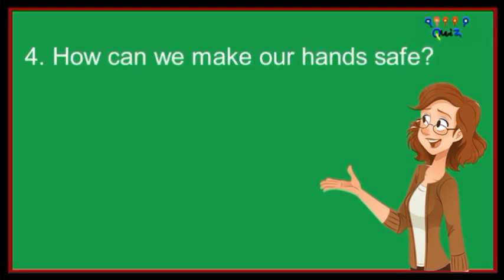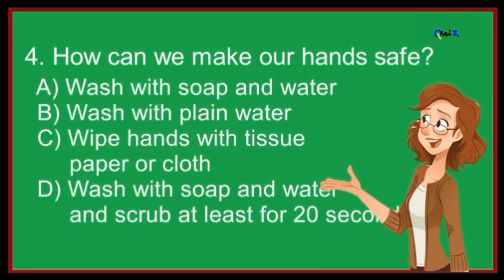How can we make our hands safe? Options are, Option A is wash with soap and water, Option B is wash with plain water, Option C is wipe hands with tissue paper or cloth, Option D is wash with soap and water and scrub at least for 20 seconds. The correct option is Option D.